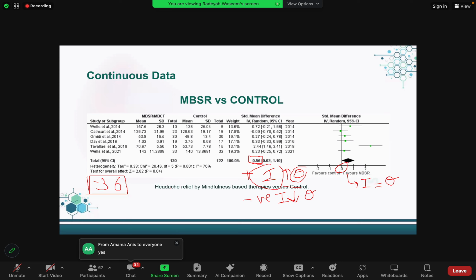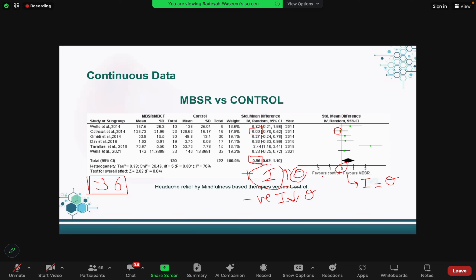Yes, Unez, exactly. Does this make sense? Our intervention group decreased the headache relief. That means the control group was better at relieving the headache. If this was the answer, look at this example, minus 0.09. Look at this study where it lies. This study lies opposite to all of the other studies, right? Which shows that in this study, basically our control relieved headache better than the intervention group. Okay.